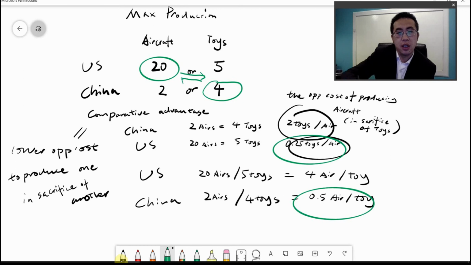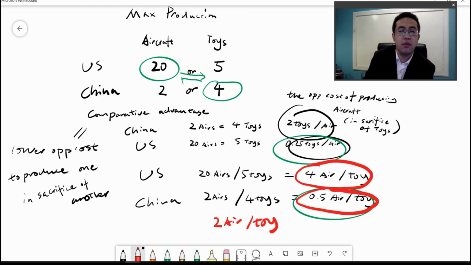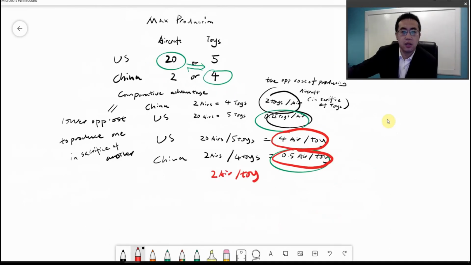So we will see. The trade price would be between these 2 opportunity costs. Let's say this is the opportunity cost for producing toys of the U.S. and China. Let's make the trade price 2 aircraft per toy. So that's between 0.5 and 4. So is the trade with this price beneficial to both nations, or at least for the United States?